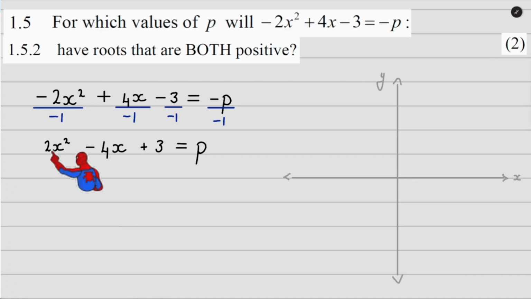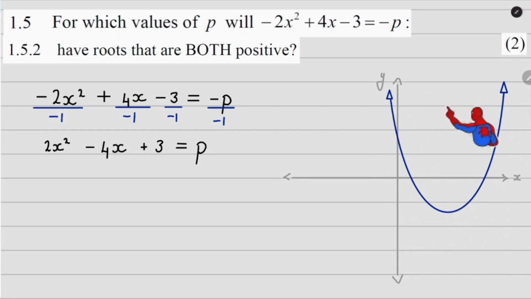Now, to help you understand this question, I'm going to draw this parabola. Because the number in front of x squared is positive, it's going to be a happy face. Then I'm going to show you around this parabola a little bit. This plus 3 will represent the y-intercept of the parabola.